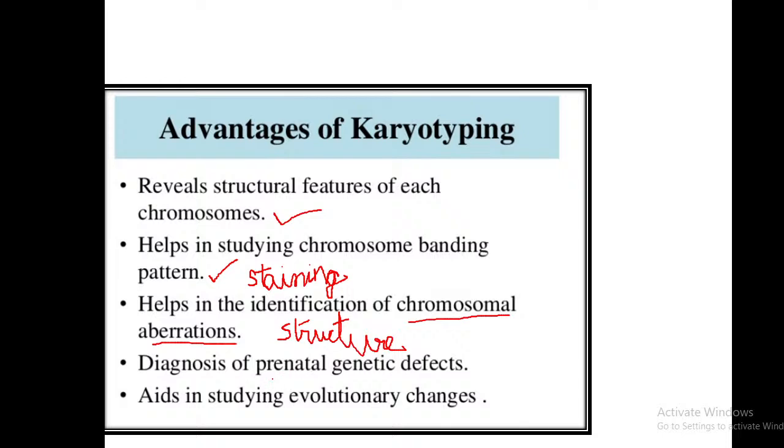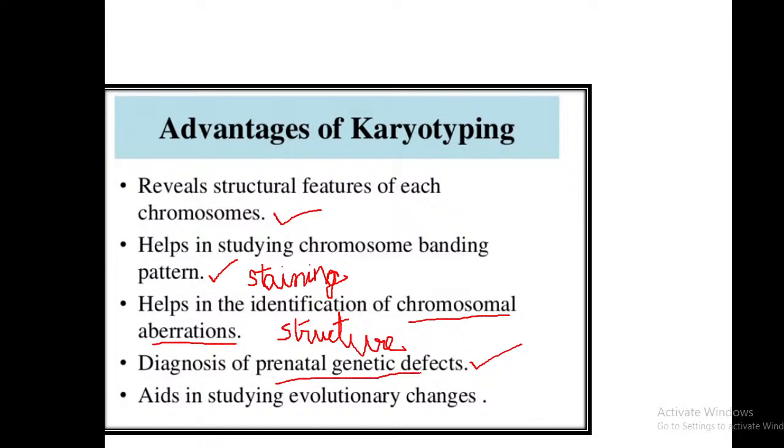Then diagnosis of prenatal defects. This is very important. The diagnosis of prenatal genetic defects is done with the help of karyotyping. Then, it is used in studying the evolutionary changes. So, these are the advantages of karyotyping.